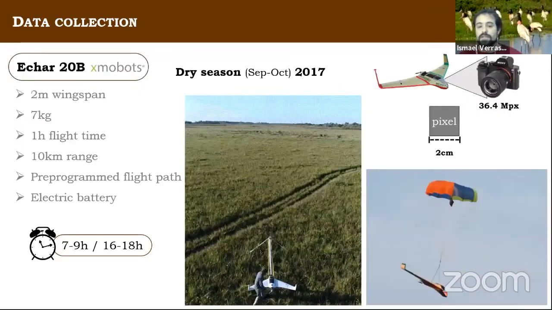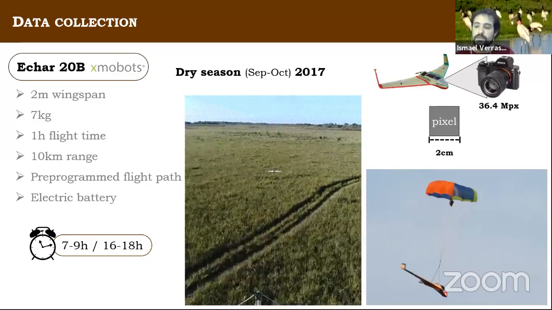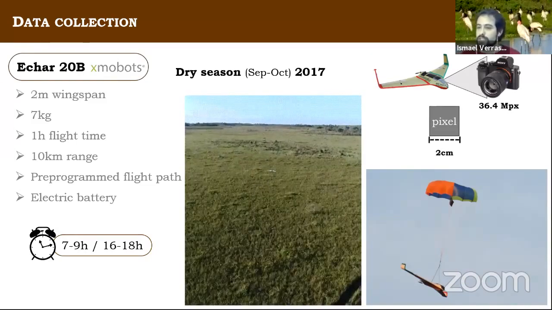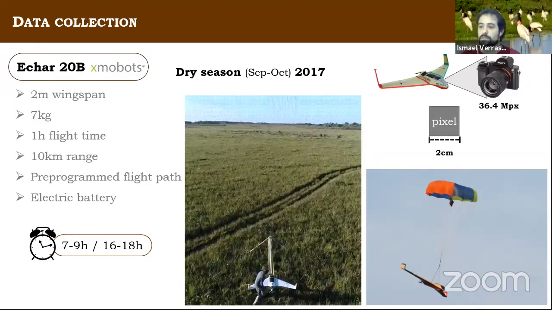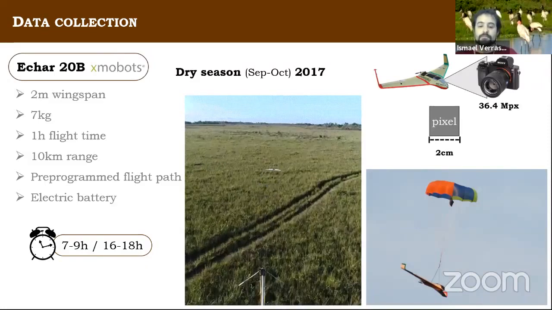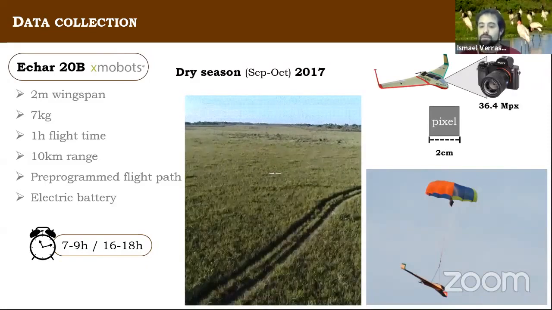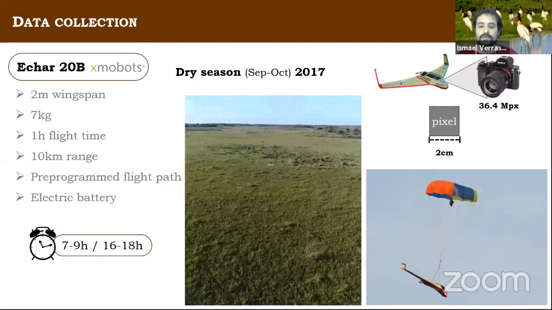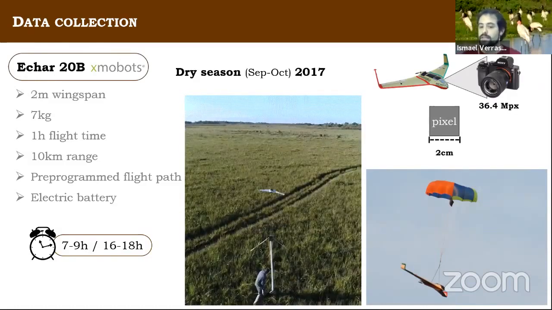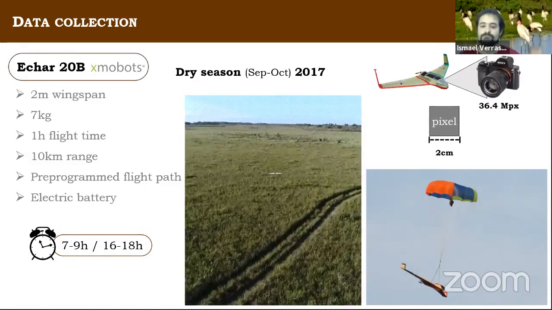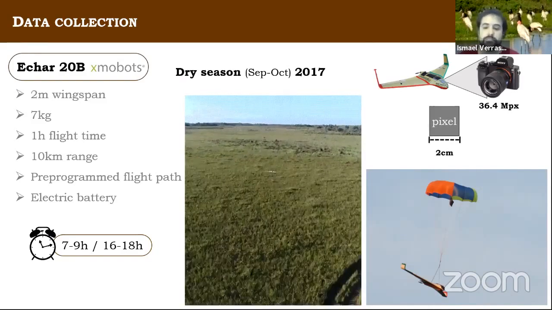For this, we used a fixed wing drone, a Carcará 20B from a Brazilian company, XMobots. And we planned the flights to obtain a pixel resolution of about 2 centimeters at the ground level in order to be able to identify the deer in the pictures.